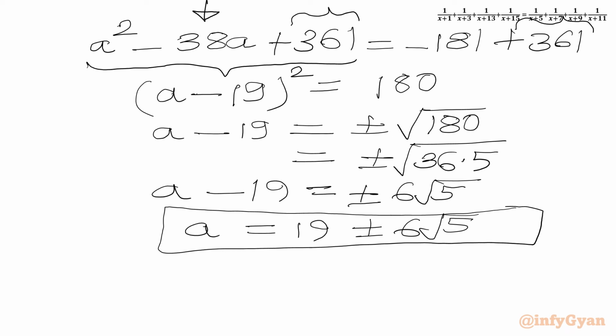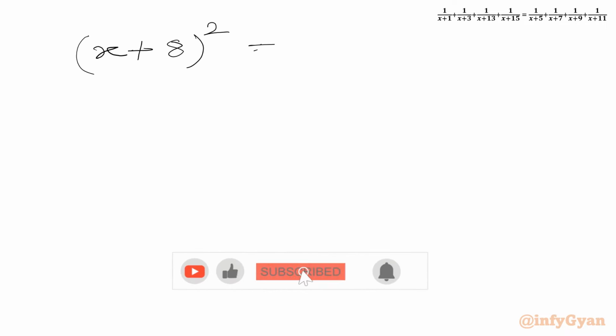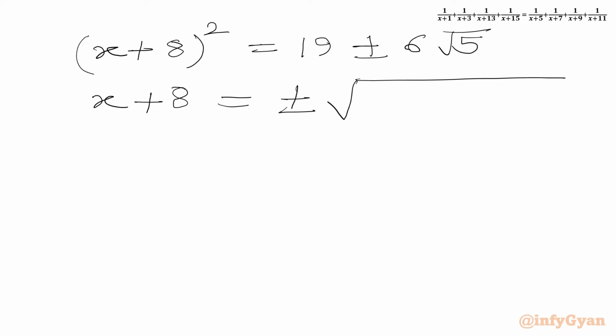Now a was our substitution, x plus 8 whole square. So we will write x plus 8 whole square equal to 19 plus minus 6 square root 5. Now we have to take square root once again to get the value of x plus 8. So I can write x plus 8 will be equal to plus minus square root of 19 plus minus 6 square root 5.